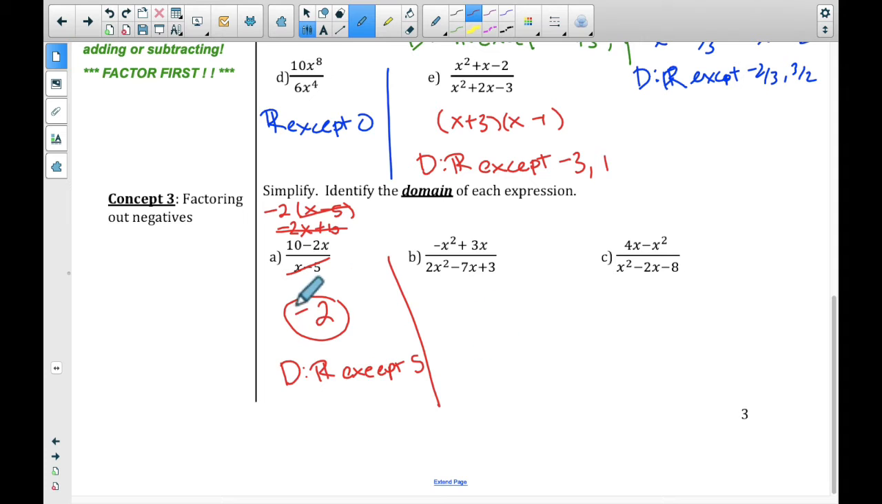Let's take a look at another one. Let's keep going. Example B. What can we factor out? Well, I see a GCF of -x, and then we have x minus 3. In the denominator, we need to factor this, and we're going to see if anything cancels with what's in the numerator.